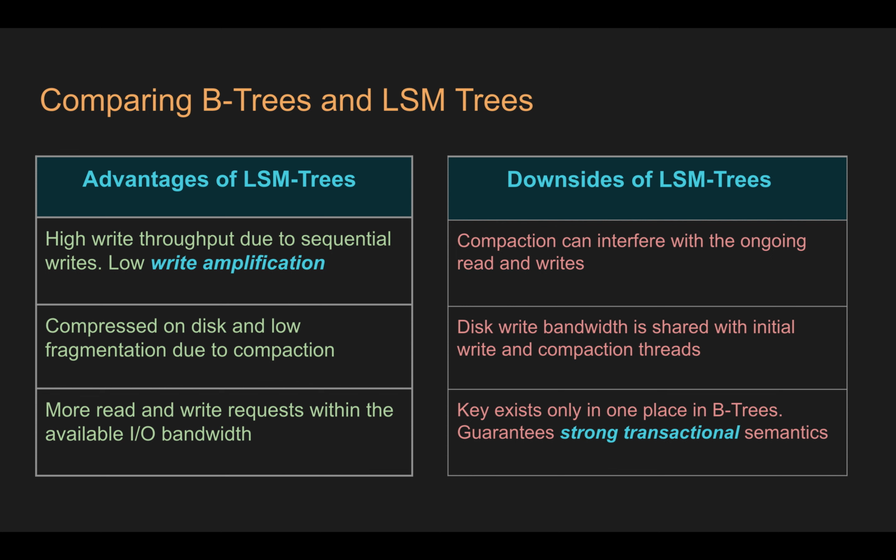So that's all we have for B trees and their pros and cons. Next we'll look into data warehousing and also column oriented storage.